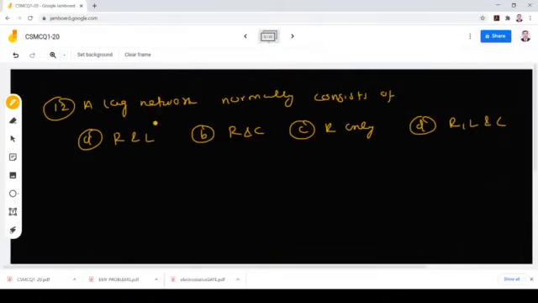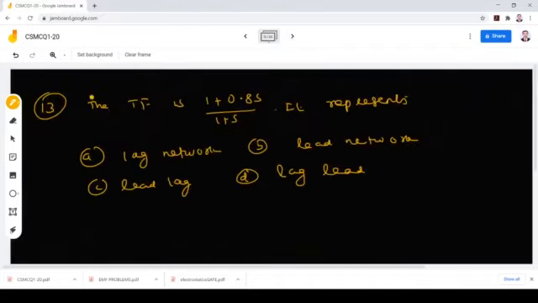Okay. A lag network normally consists of R and C. Direct question. Okay. Next one: if the transfer function is T = (1 + 0.8s)/(1 + s), does it represent a lead network or a lag network?